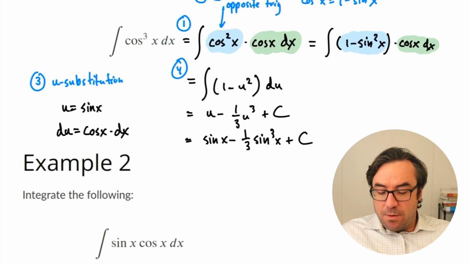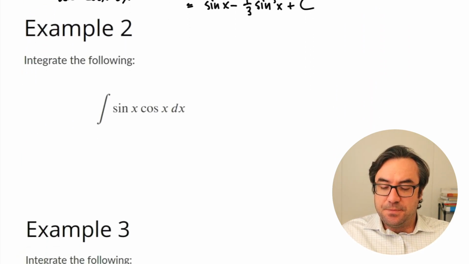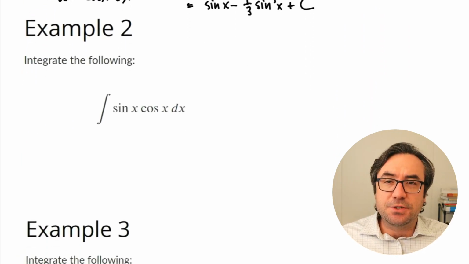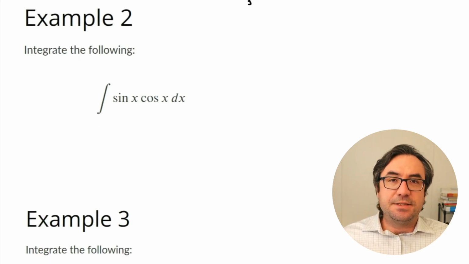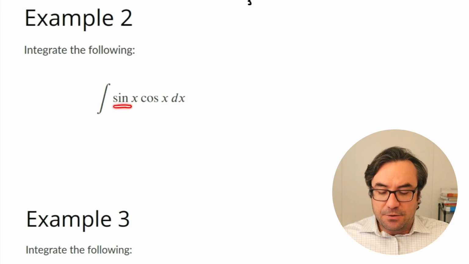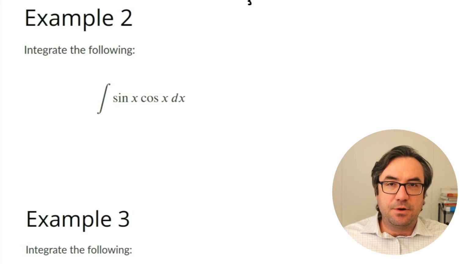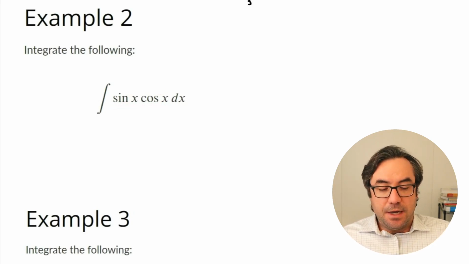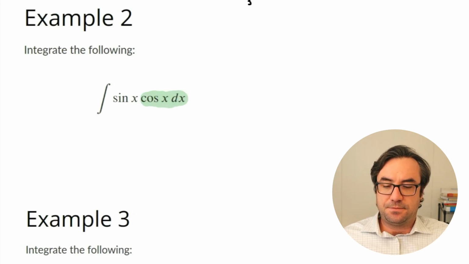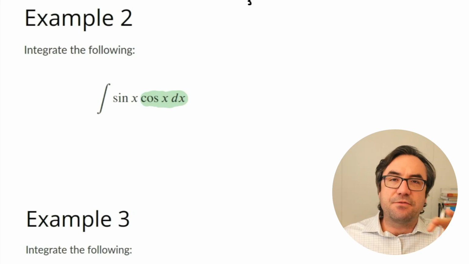So let's try one more. Let's try example 2. Let's do the integral of sine x cosine x. Again, it's a trig integral where we have powers of sine and cosine. Both of these have a hidden exponent of 1, so both of these are odd, and we could do this either way. So let's reserve this cosine x and save that for later.